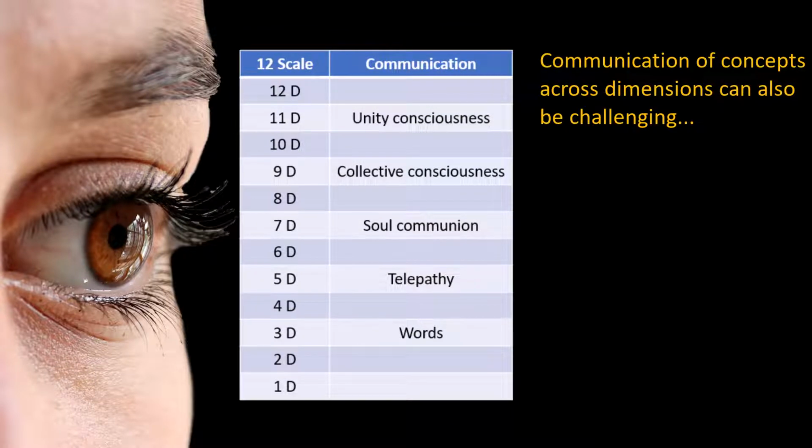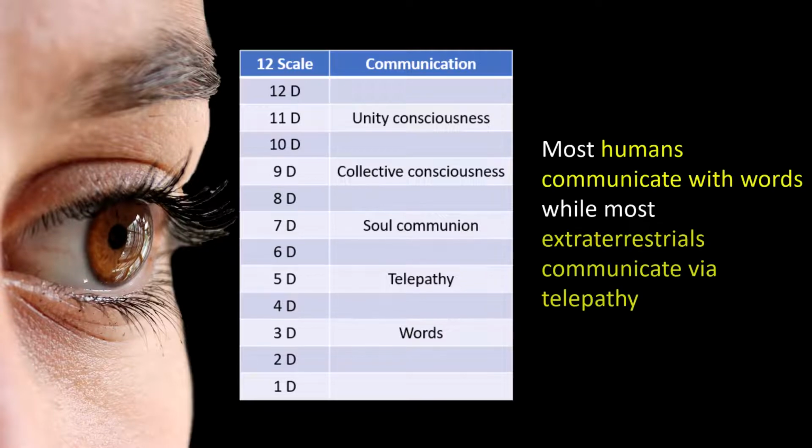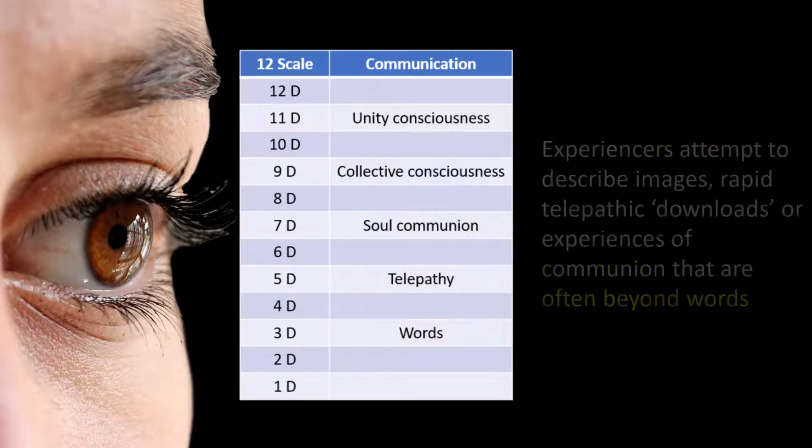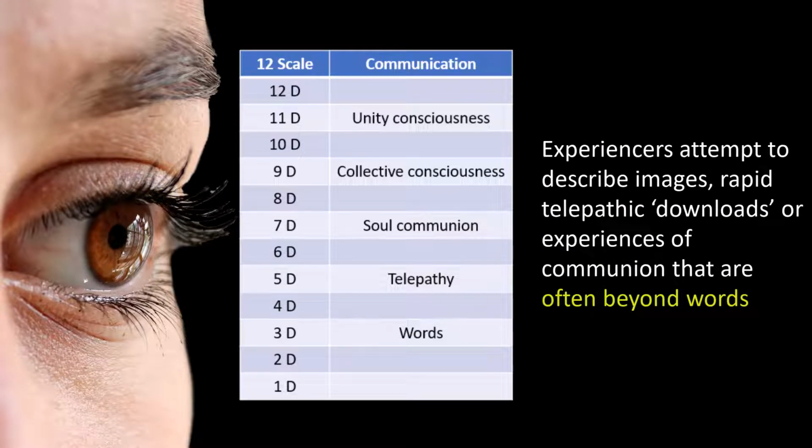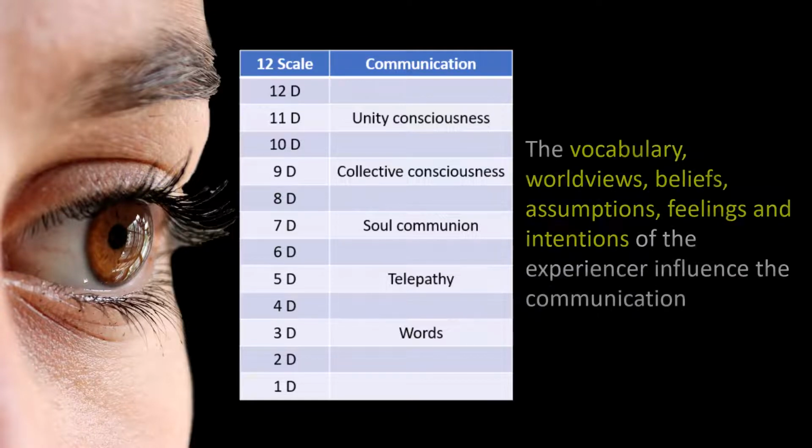Communication of concepts across dimensions can also be challenging. Most humans communicate with words, while most extraterrestrials communicate via telepathy. Experiencers attempt to describe images, rapid telepathic downloads, or experiences of communion that are often beyond words. The vocabulary, worldviews, beliefs, assumptions, feelings and intentions of the experiencer influence the communication.